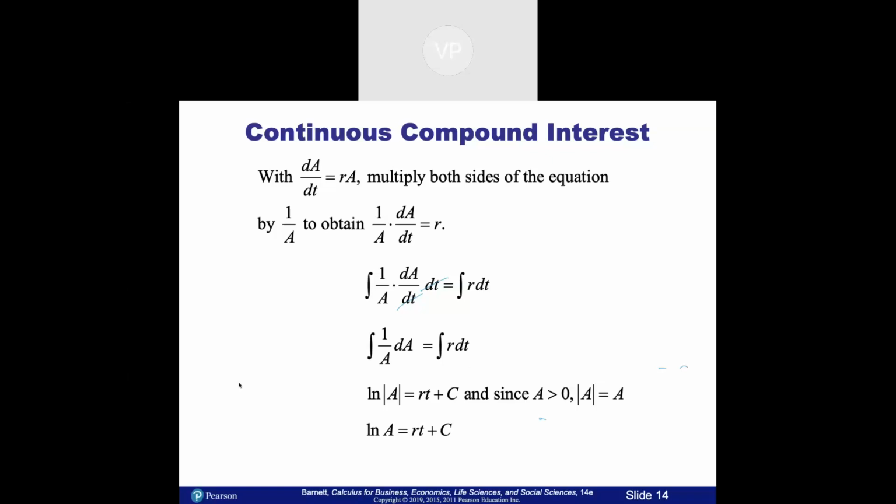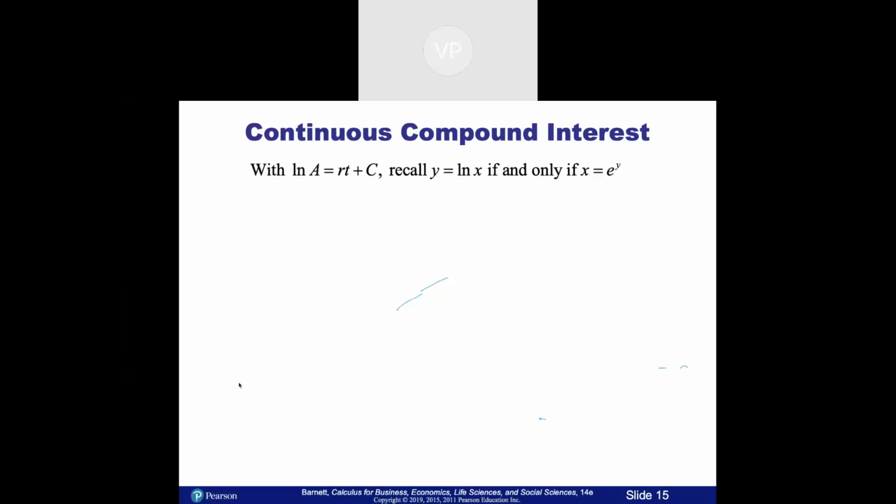That's why you're never going to have to worry about a negative number in here. So that's why they essentially dropped the absolute value sign and said natural log of A equals RT plus C. Now, a little recall here. On the right, this is y equals natural log of x. It's the definition of what a natural log is, and those are the two different forms that mean the same thing.